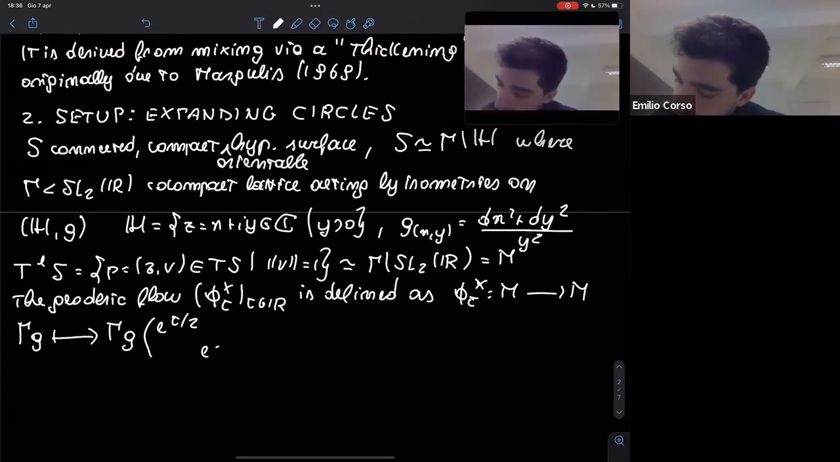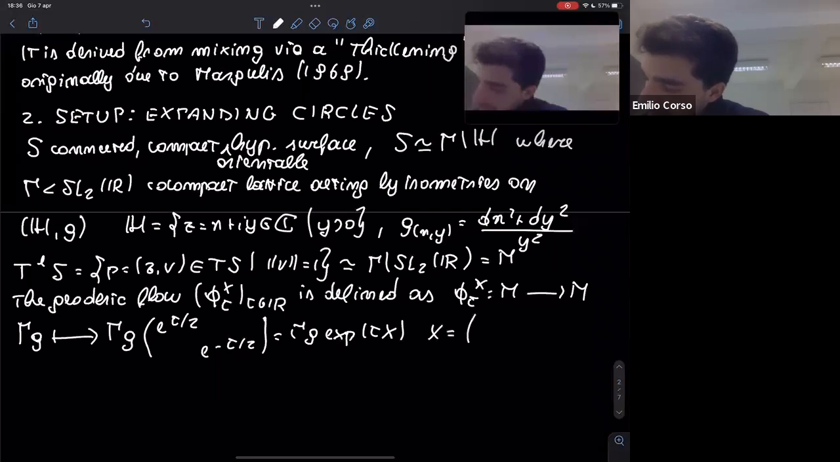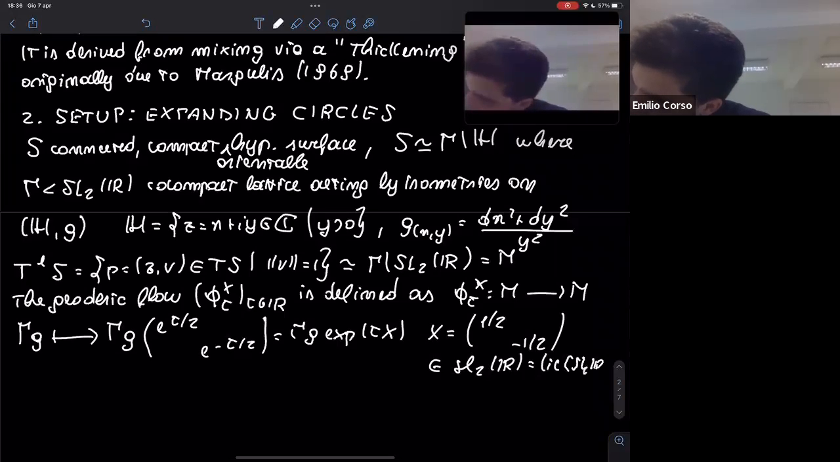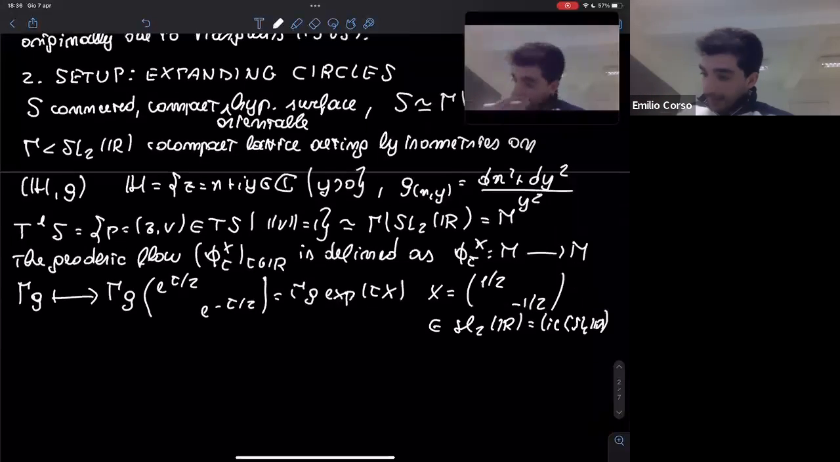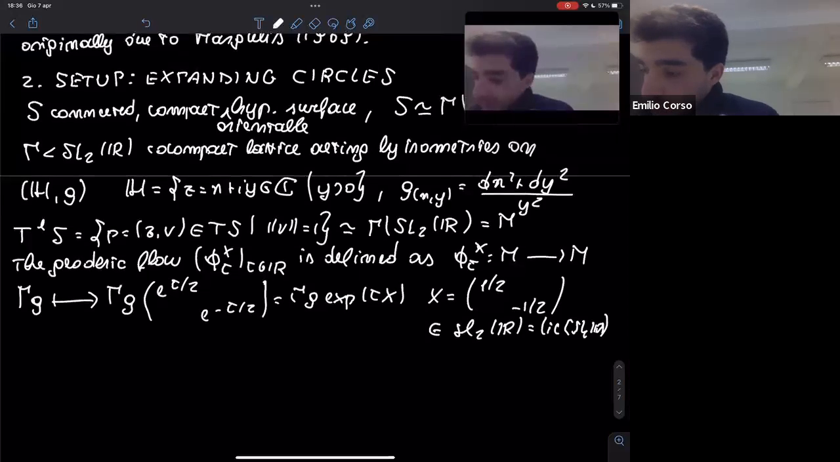the diagonal matrix e to the t halves, e to the minus t halves, which is nothing but the one parameter subgroup of SL2 generated by the matrix (1/2, -1/2) belonging to the algebra of SL2. That's the algebraic description of the geodesic flow, and what I'm interested in are circles, namely orbits of points in my unit tangent bundle in this homogeneous space under the action of the maximal compact subgroup SO2R.